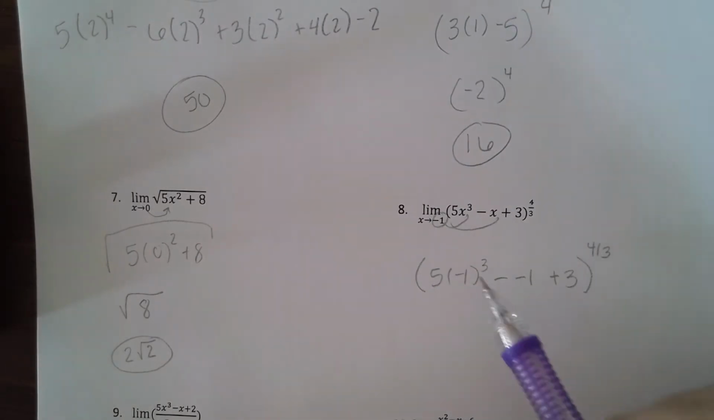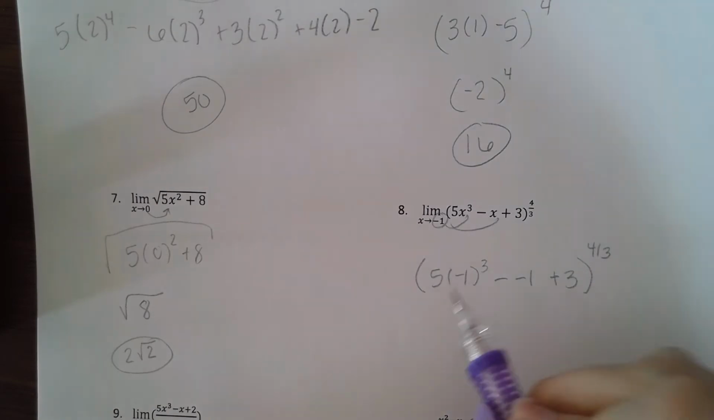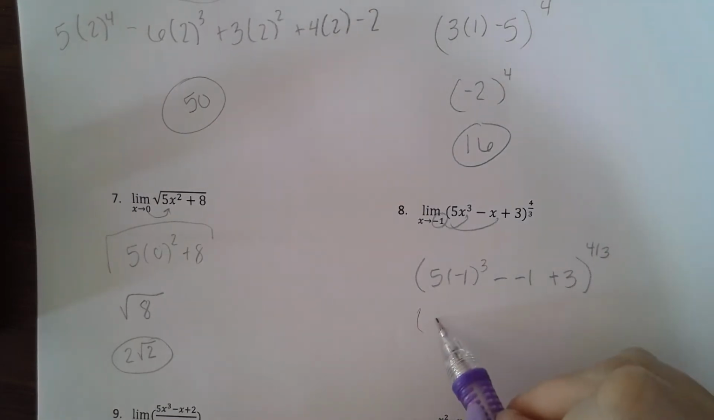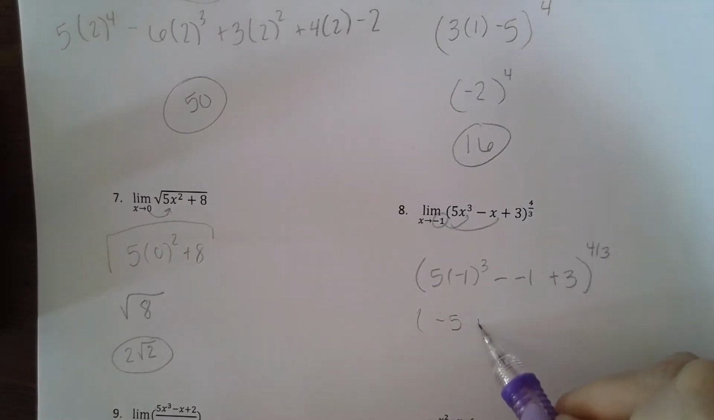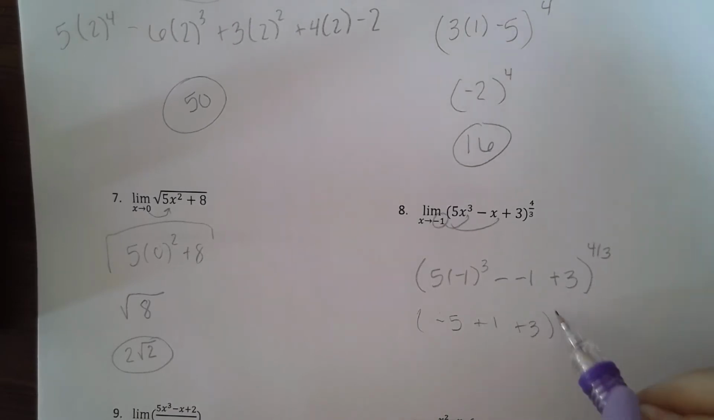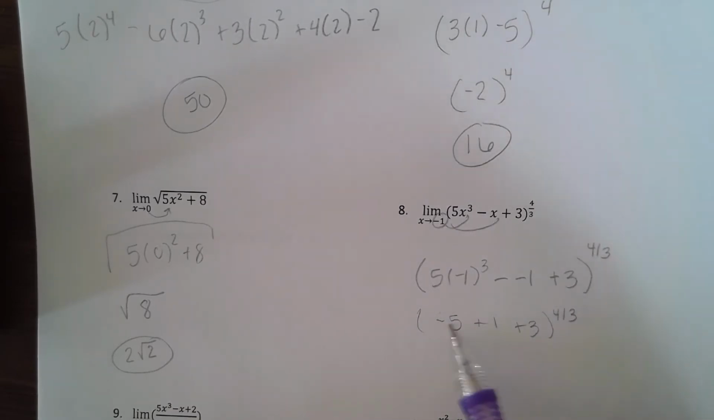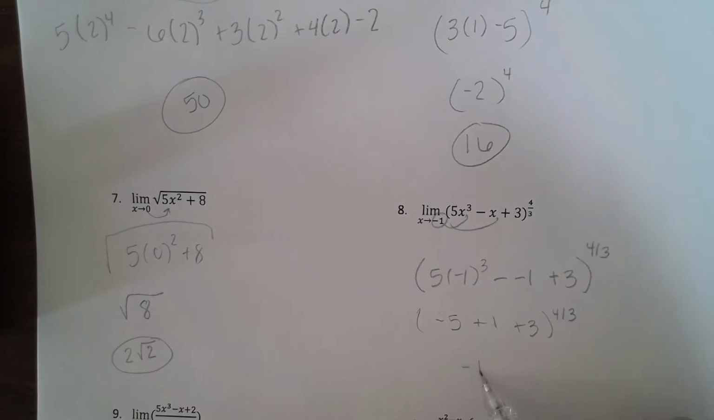Sorry about that. So negative 1 to the 3rd power is negative 1. So we have 5 times negative 1 is negative 5, minus a negative will turn to plus. Negative 5 plus 1 plus 3 is negative 1.